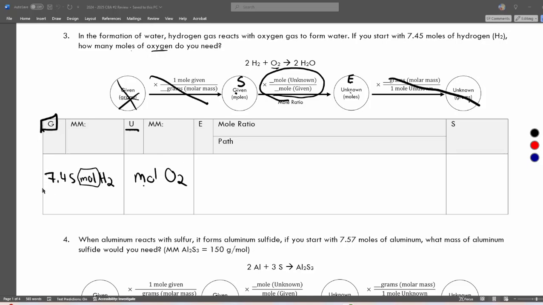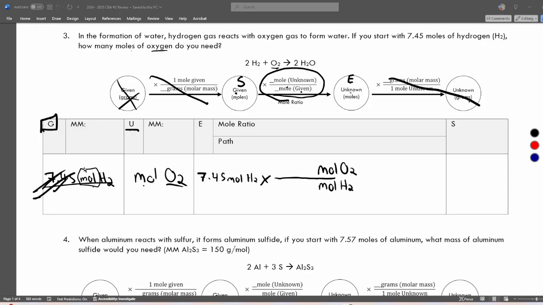So again, as I always do, I'm going to rewrite my given. I'm going to multiply by a fraction. This time my mole map is going to tell me what goes in my fraction. My stoic map tells me my moles of unknown go on the top, so I'm going to put moles of O2, and my moles of given go on the bottom, so I'm going to put moles of H2. Remember, when we do the mole map here, we're only talking about the substance. We don't care about these numbers.